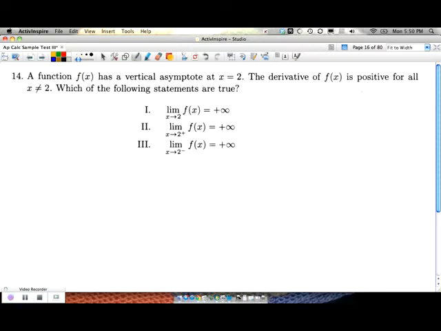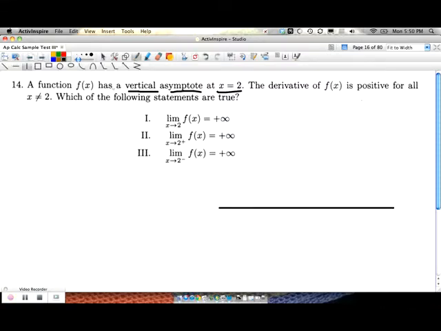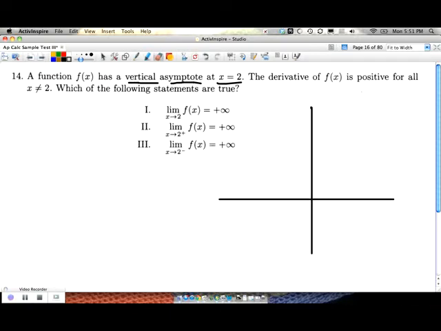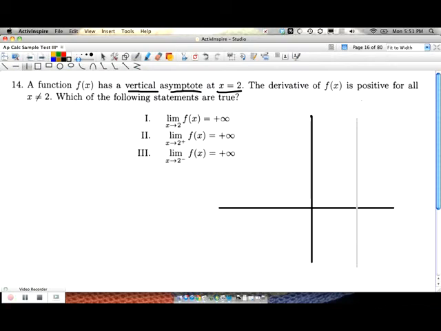Alright, for this one, I especially have an appreciation for being able to visualize what's going on. First it says we have a vertical asymptote at x equals 2. So I have a graph. It's got an x-axis, it's got a y-axis, but then at x equals positive 2, there's a vertical asymptote. So let's see what's happening in each of these.